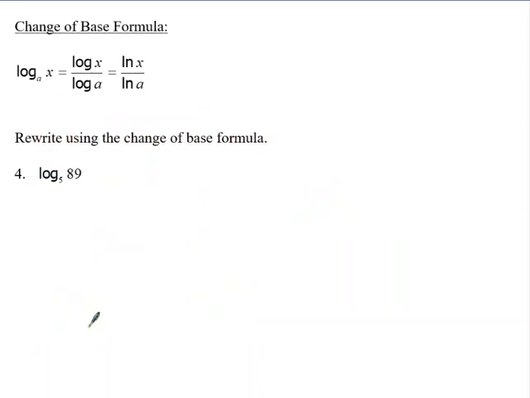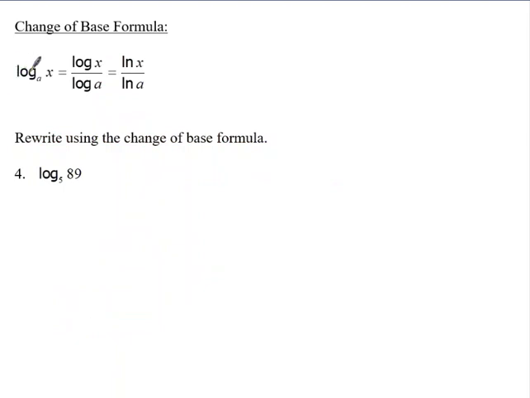Lastly, I want to mention the change of base formula. The change of base formula was necessary when logarithms were evaluated using tables instead of calculators, because you weren't going to have a table for every single base possible. You had to be able to convert log base anything into either common log or natural log. It's not as necessary now, but it's still helpful in some situations.